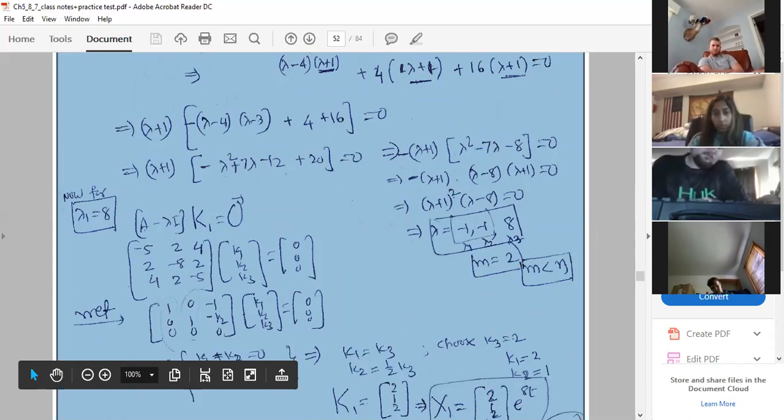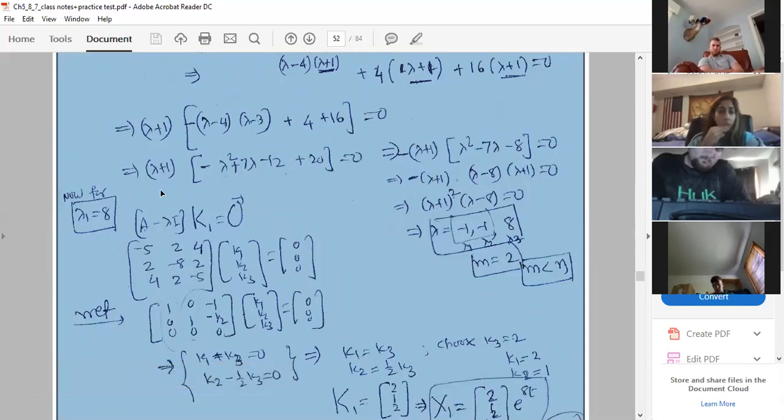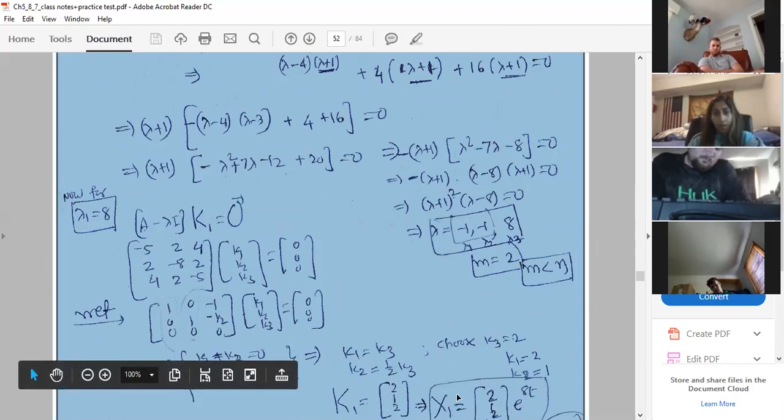So X1 equals capital K1 e to the power lambda 1 t. Lambda 1 is 8, so I started with 8. This is the different root than these ones, which are the repeated roots. This is the different one. That's why I solved first for lambda 1 equal to 8. And I got my eigenvector K1 equal to this one, and my first solution part is X1 equal to this one.